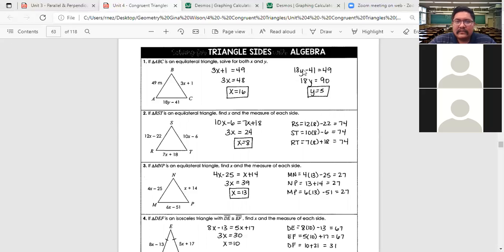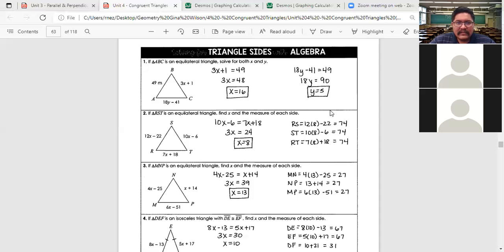All right, next one here. Since we still know what 49 is, we're going to go ahead and keep using that one. But we need to get y. So we're going to grab the side with the y and put it right there. So 18y minus 41. Now add 41 to both sides so that we get rid of it. And we have 90 right here. So 18 times what gives me 90? Well, that's easy, 5. So y is equal to 5.